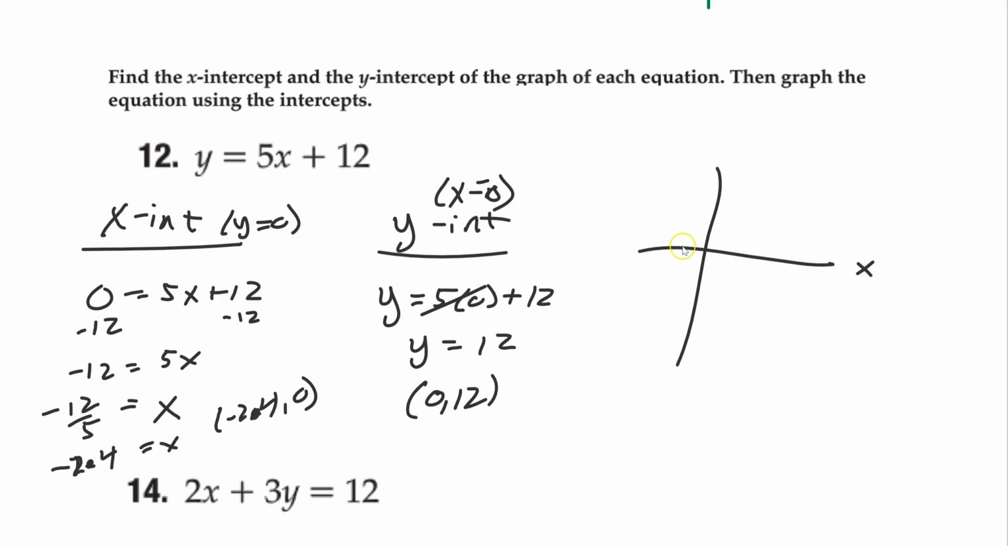Negative 2.4 and 0. Probably should use the tool again, but whatever, we're here. And then graph your y-intercept, 0 and 12. Let's say it's way up here. Then you can just connect the dots much better than I can, because this is not the easiest thing to do in the world. That isn't too bad. There you go. By the way, it's a one-to-one function.